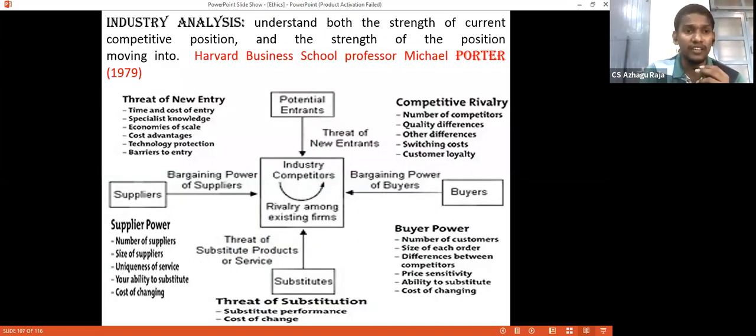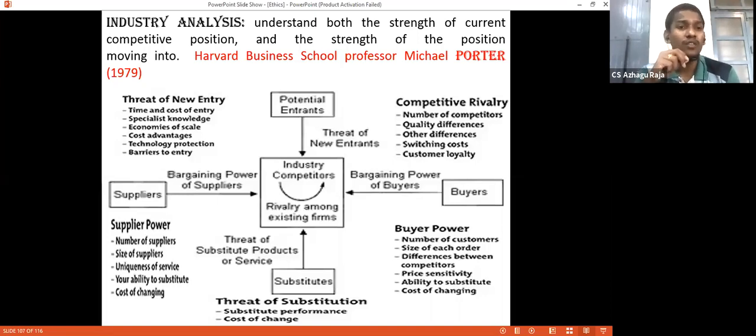And moving on to the industry analysis. Industry analysis was started in the year 1979 at Harvard Business School by a professor called Michael Porter. That is why this analysis is also called Porter's 5 analysis. Mark this: this question can be asked, which year it came into existence, by whom, and at which place. So Harvard Business School, and it was invented by Porter. That is why industry analysis is also called Porter's 5 industry analysis.